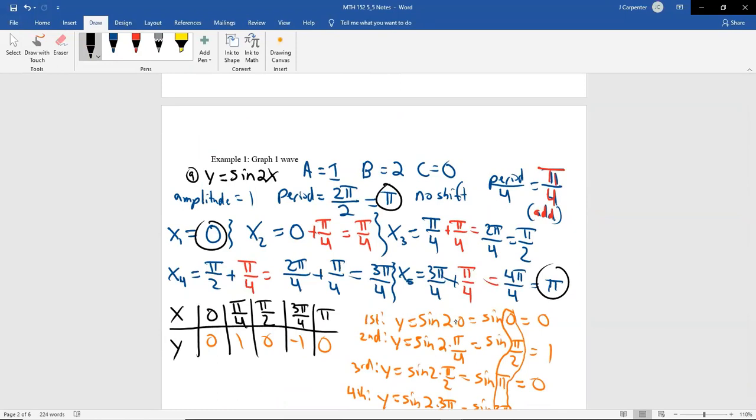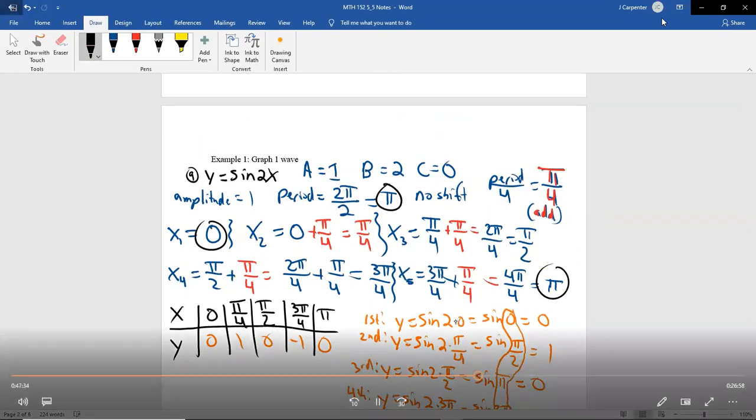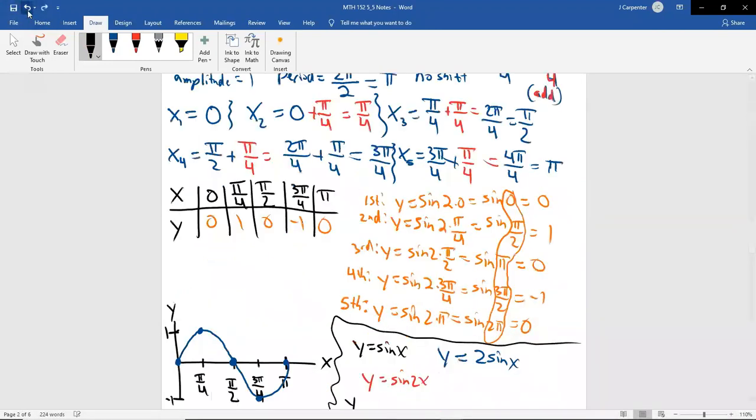That way, if you goof up your fraction math, maybe you got that the last point was 7 pi, and you go, well, pi plus 0 is not 7 pi. It says, oop, I goofed up. I need to go fix some things.